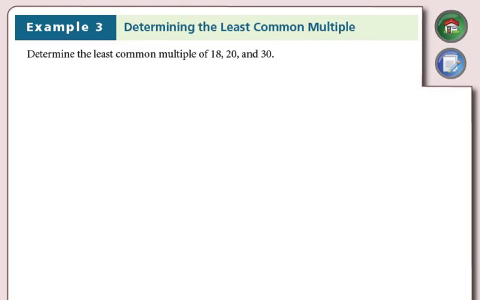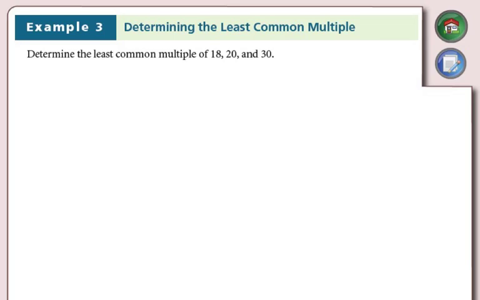Now, the least common multiple is basically the opposite of a factor of a number. A factor of 18 would be 2 or 3, because that's what it's divisible by. But a multiple of 18 would be 36 or 54, because it's 18 multiplied by something. What we're trying to do is multiply each of these numbers up until we find a multiple that is common to all of them.